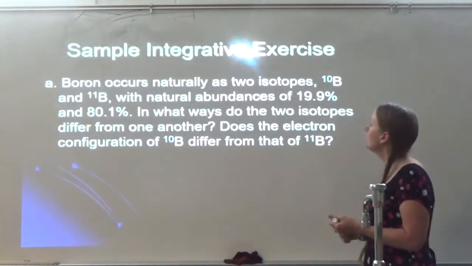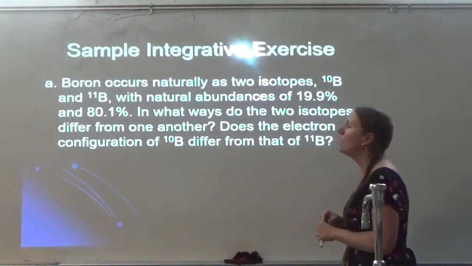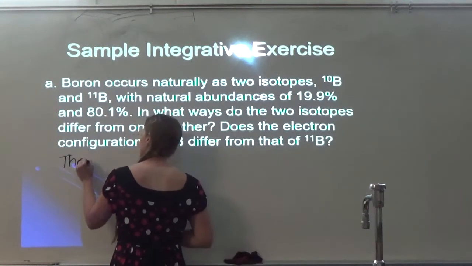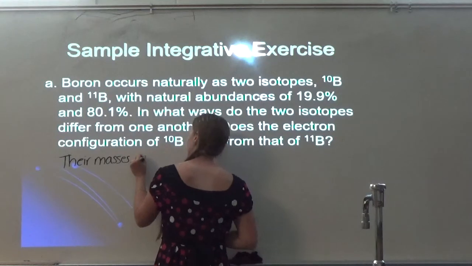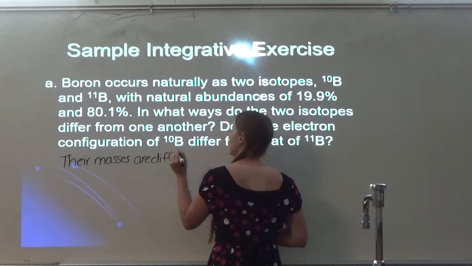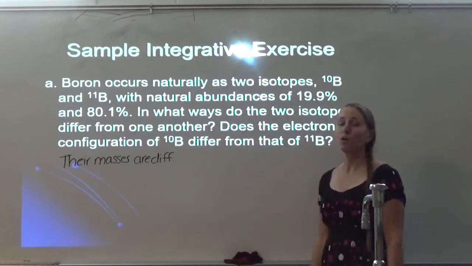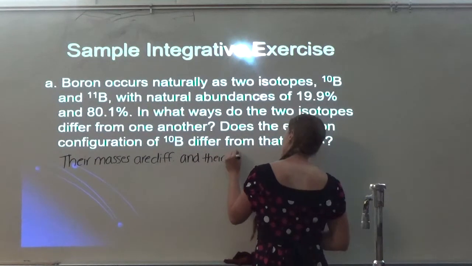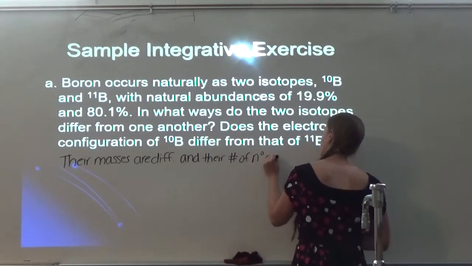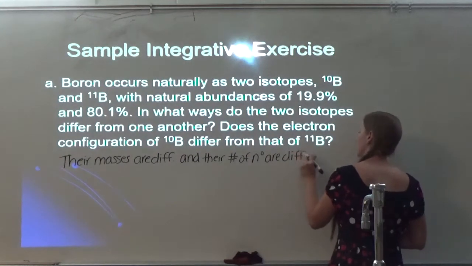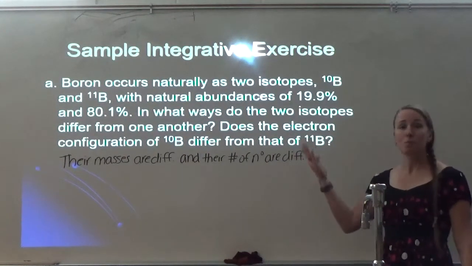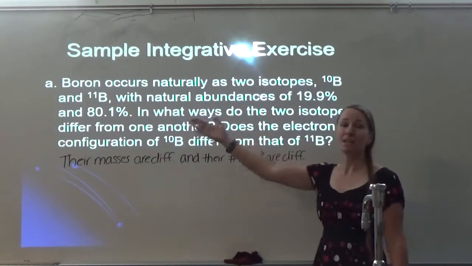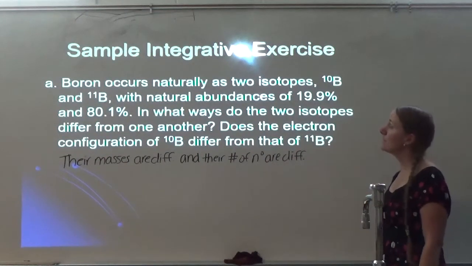All right, so first it says, in what way do the 2 isotopes differ from one another? Well, isotopes are different in their masses. So their masses are different. Obviously, boron 10 has a mass of 10, boron 11 has a mass of 11, and their number of neutrons are different. All right, so boron's atomic number is 5. So that means boron 10 has 5 neutrons, boron 11 has 6 neutrons. Okay, so that is the way they are different from one another.